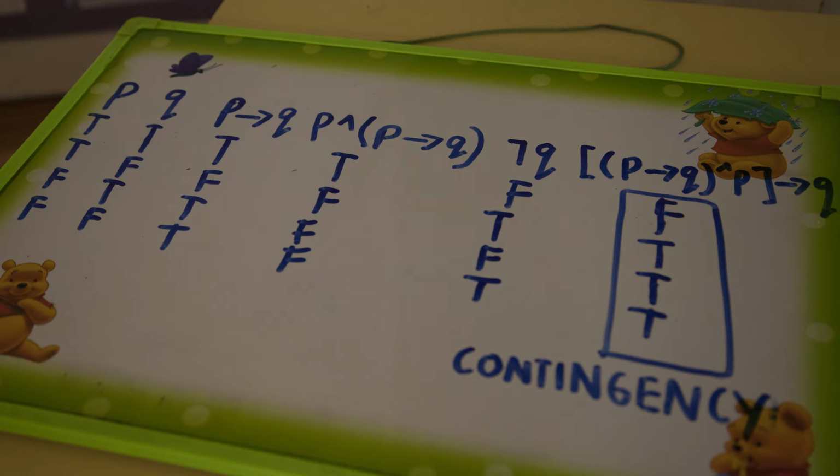And now the whole problem: P and P implies Q, then implies not Q. We see that there is the implication with the negation sign. As we compare the earlier propositions, the results of the statements are false, true, true, and true, thus a contingency statement.